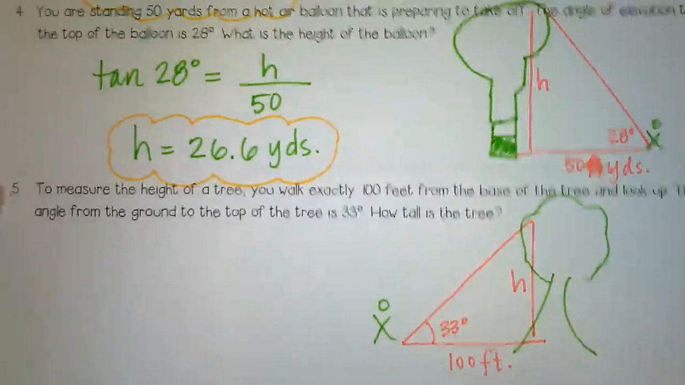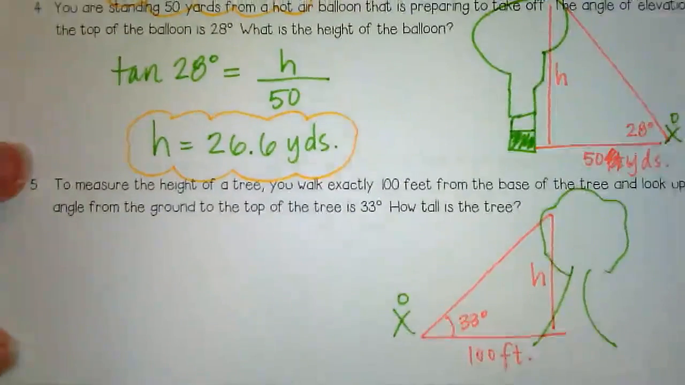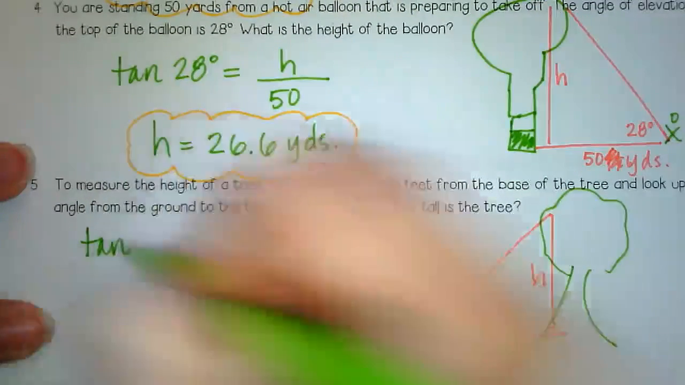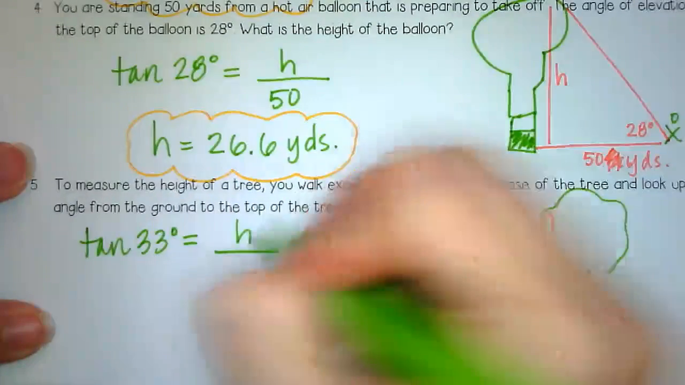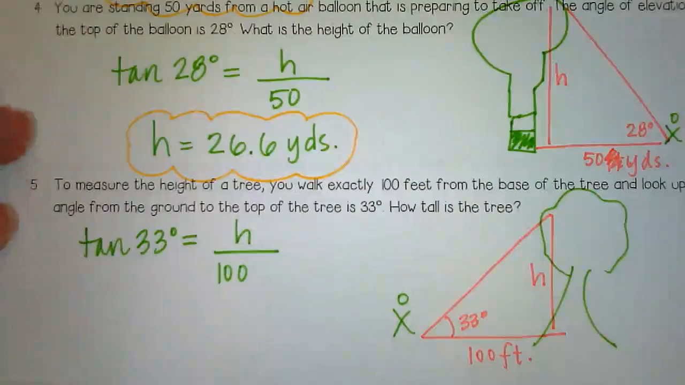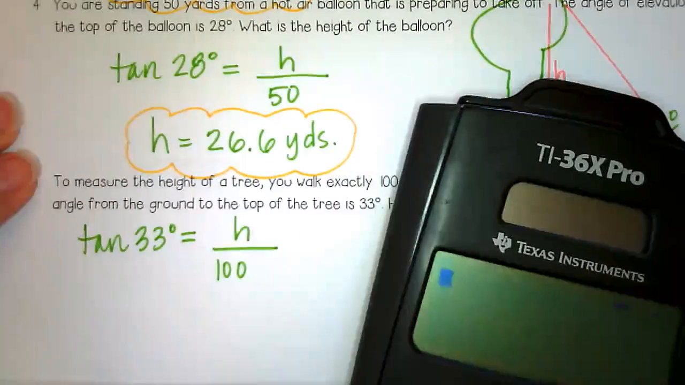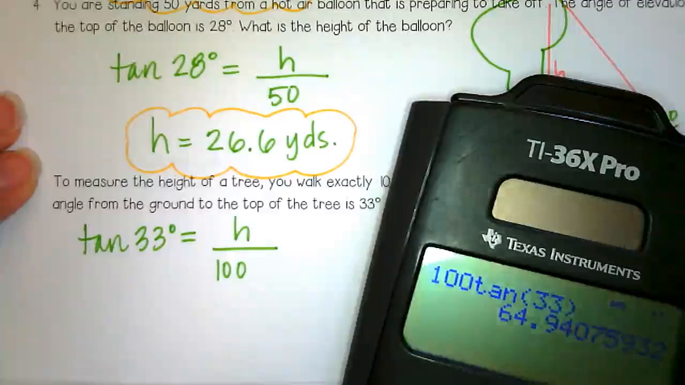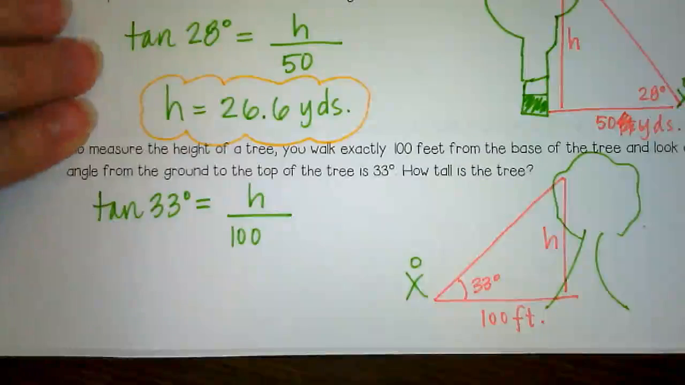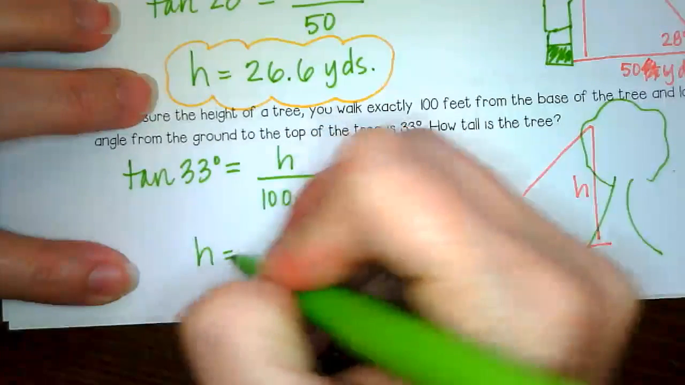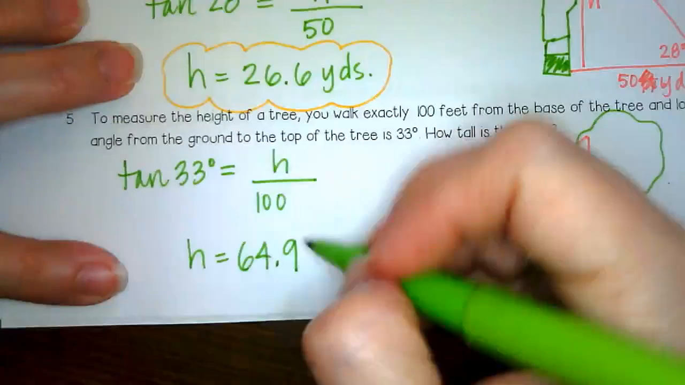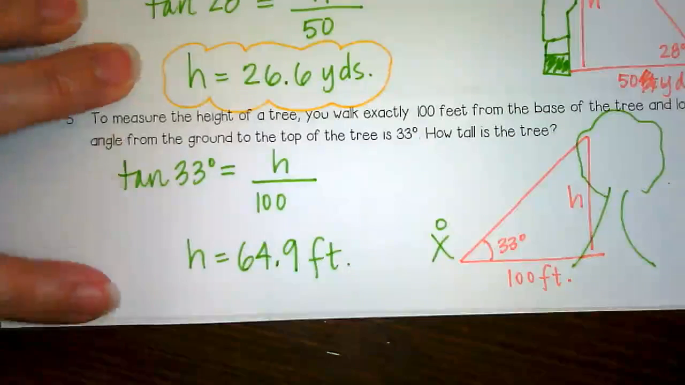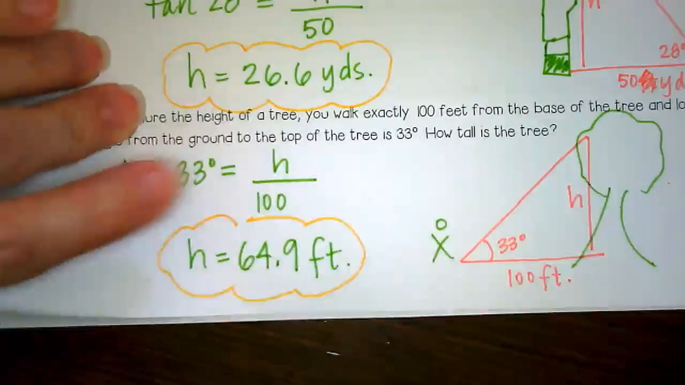So how tall is the tree? Pretty common question that we're getting over and over again. So tangent again, because we don't know the hypotenuse. The tangent of 33 degrees is the opposite side over the adjacent side. So we need to do 100 times tangent 33, and we get 64.9. So the tree is 64.9, and that is in feet. All right, moving right along.